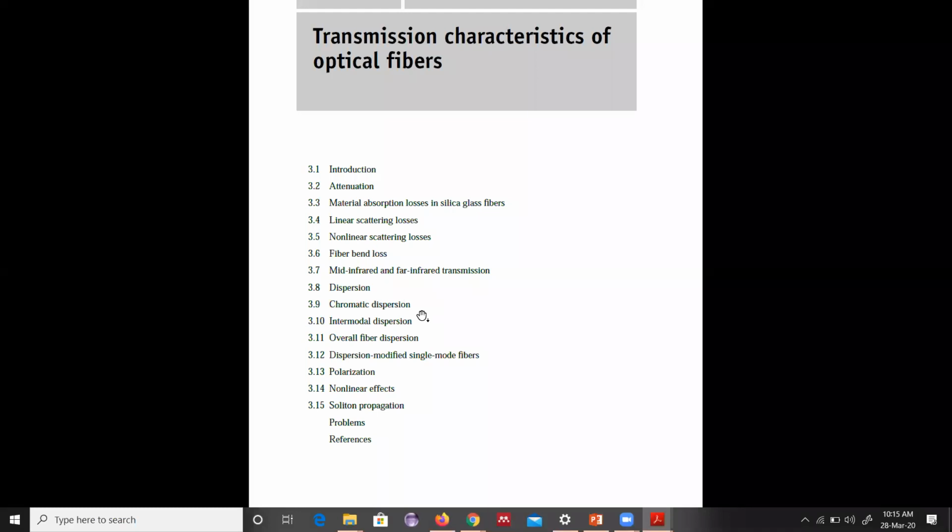So one has to take care of how the dispersion can be compensated using passive and active approaches that will be taken care of in module 4. There are some of the passive and active devices which will take care of the dispersion compensation. So coming back to the introduction of the transmission characteristics of optical fibers.